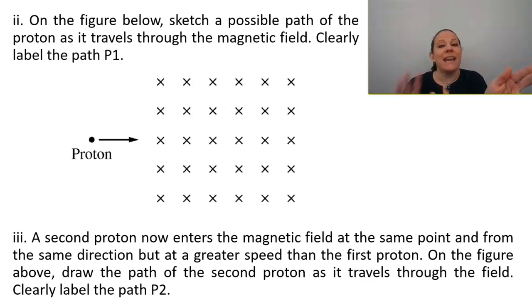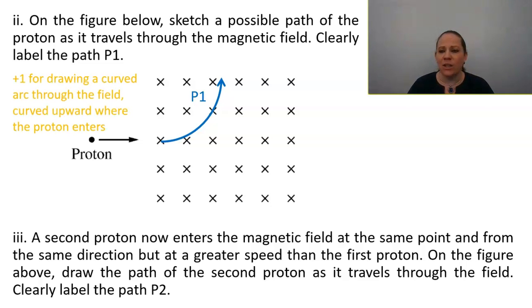That, of course, looks like out of the page for you, but when you curl into the page for you, it's going to look like you're pointing at me. And then, of course, my thumb comes up for the magnetic force at that point of entry. So our proton is going to follow a path that curls upward or curves upward like so.